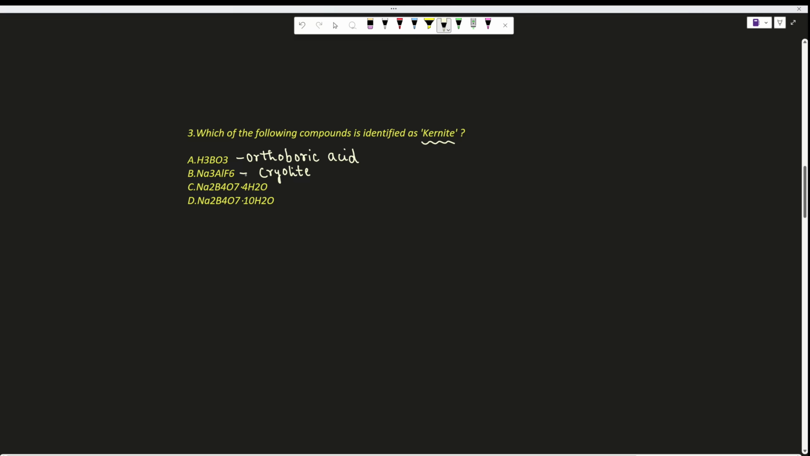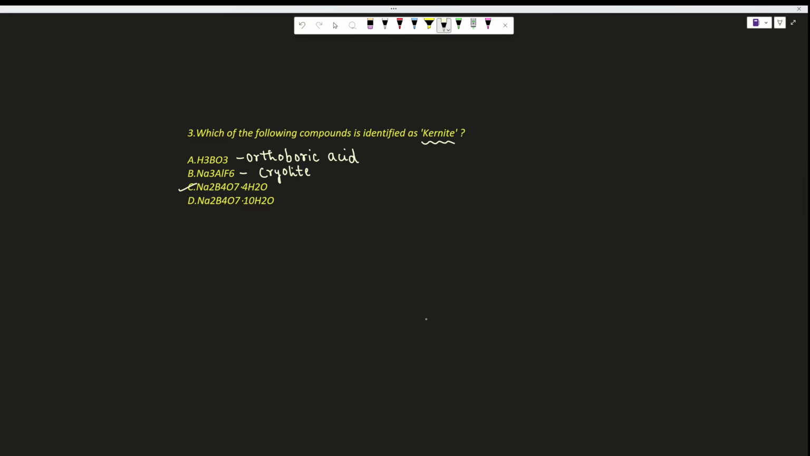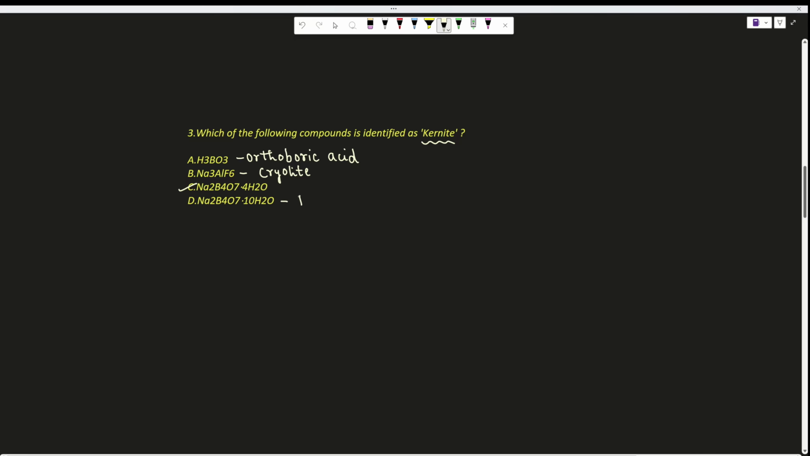Cryolite is Na3AlF6, and this is kernite, Na2B4O7.4H2O. Here you have 4 water of crystallization molecules, and if you have 10 water of crystallization molecules, that is called borax. So you should know all these names here.